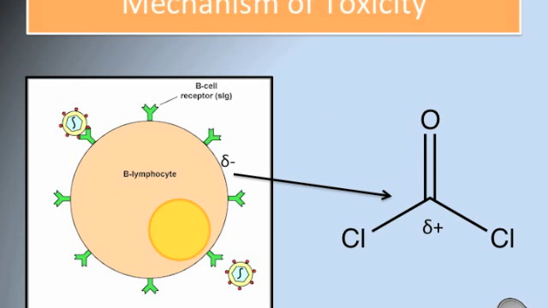Phosgene gas presents a threat to B lymphocytes both directly and indirectly. Although there is no consensus as of the exact localization of the action of phosgene, its reactive nature allows it to interfere with several important functions of the B lymphocytes. In particular, B lymphocytes are well known for their B cell receptors.